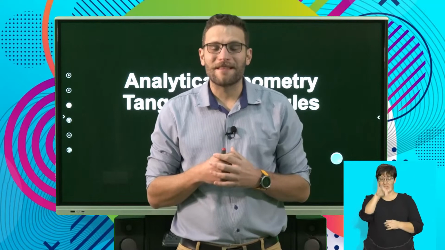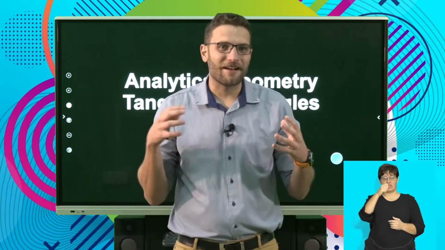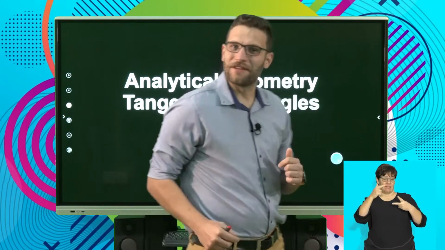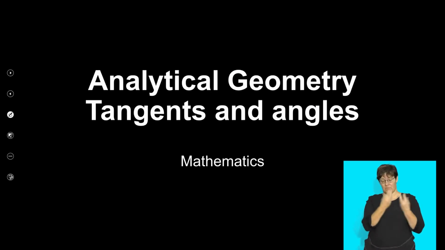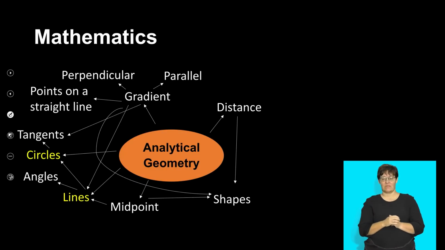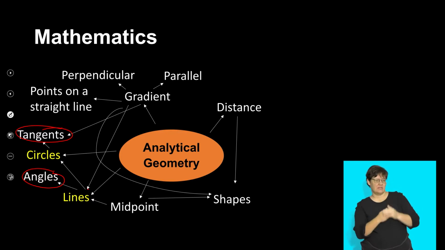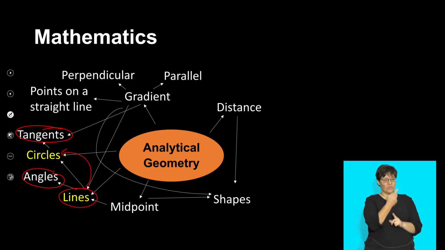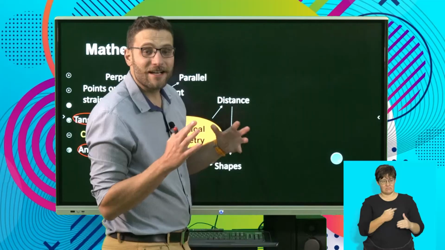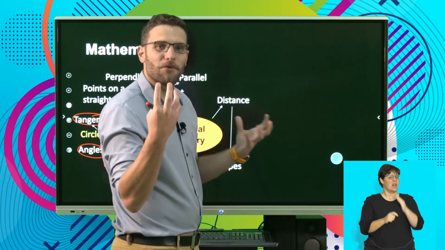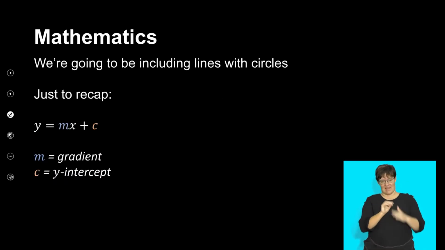In today's maths lesson, we're going to continue talking about analytical geometry, and we're going to be talking about tangents and angles. So let's get straight into it. If you turn to the board with me, today we're going to be talking about tangents and angles, but before we do that, we're going to talk about lines because, in essence, a tangent is a line. It's just a special sort of line. And so we're going to recap what a line is.